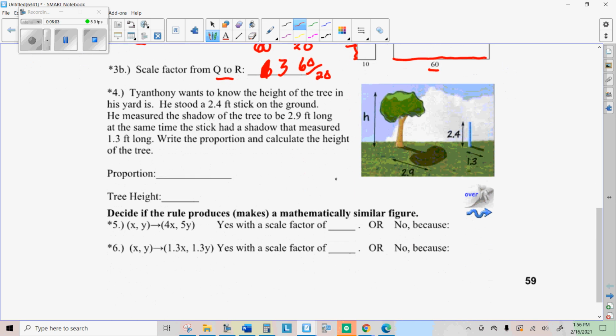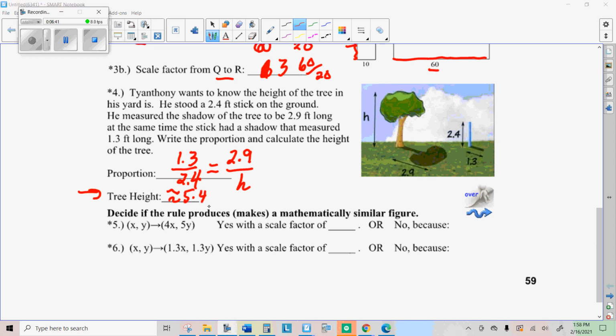Now, remember with shadows, because the sun is at the same angle, we have similar triangles, we can use those similar triangles to find missing parts. The proportion, you could take the shadow side, which is 1.3 from the stick, and the stick height 2.4. And remember that the 1.3 is the shadow part, so the shadow of the tree should go on top and the height should go on bottom. Go ahead and finish that up to find the tree height.